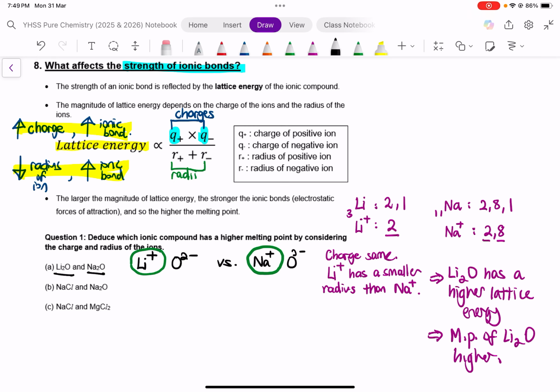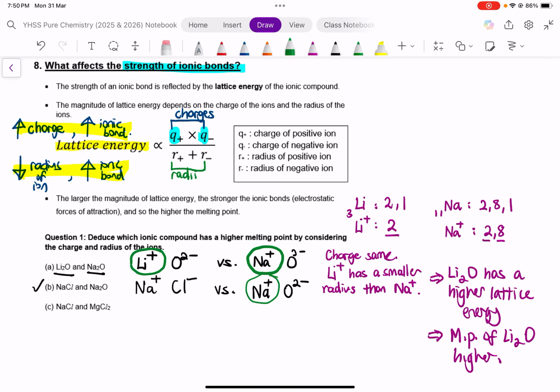Okay, so we have done A. Now we can look at B. So again, we are going to go through the same analysis. We will write the ions out first. NaCl versus Na2O. NaCl contains Na plus and Cl minus. Na2O, sodium oxide, contains Na plus and O2 minus. These are the types of ions present. Notice I've only written Na plus once for Na2O because we are looking at the types of ions.